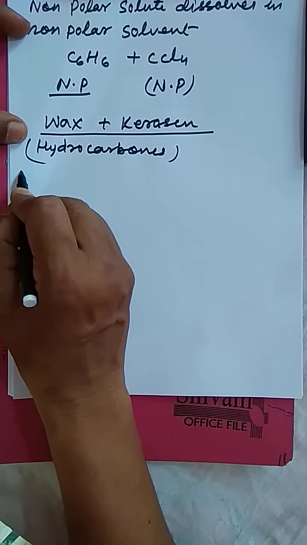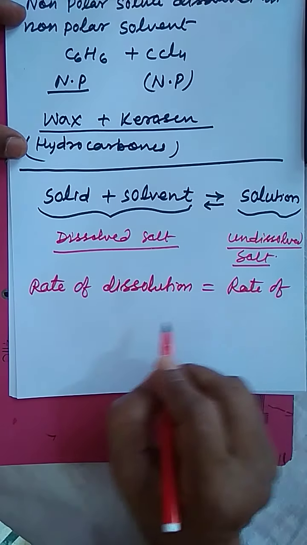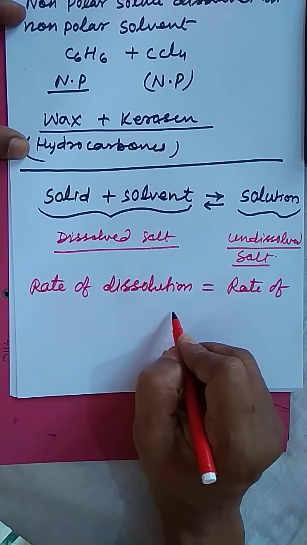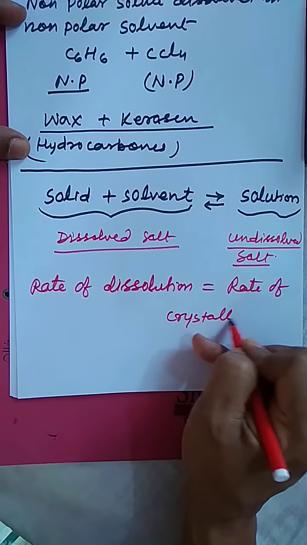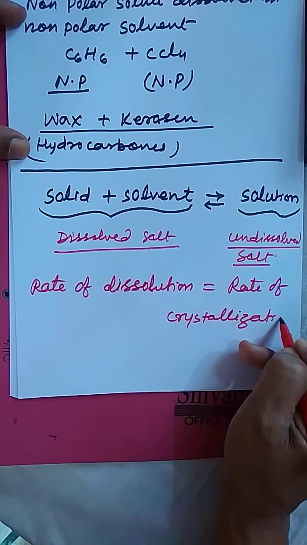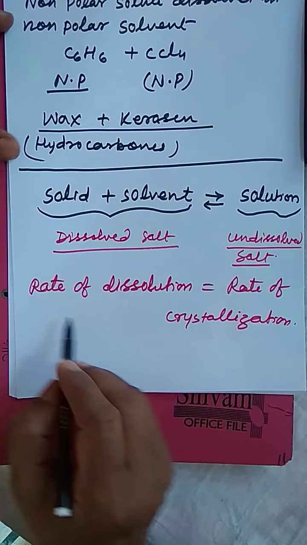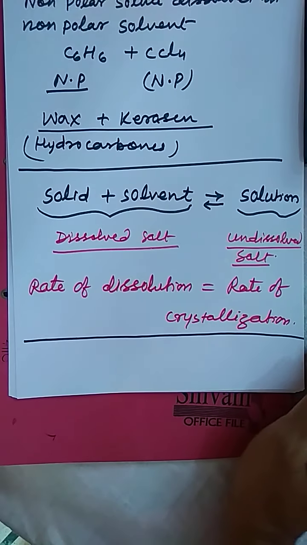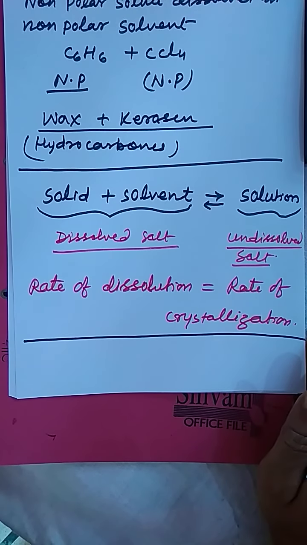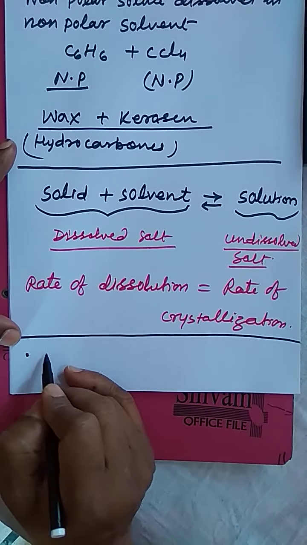Or you can say at this stage the rate of dissolution is equal to the rate of crystallization or precipitation. Okay, now you see what are the factors that affect the solubility. So first one is temperature.